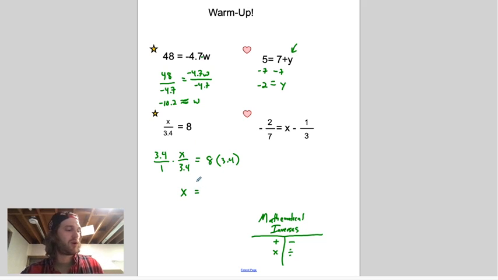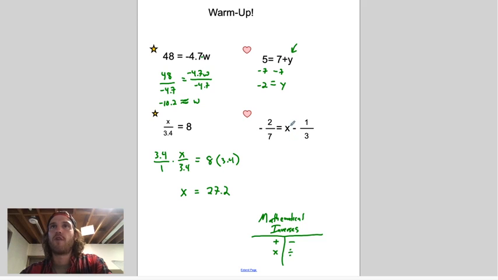8 times 3.4 is 8 times 3, 24, plus 0.4, 27.2. Hooray! And there was much rejoicing. 27.2 is our solution. So if I go back up to my equation and I do 27.2 divided by 3.4, I will get 8. Super.